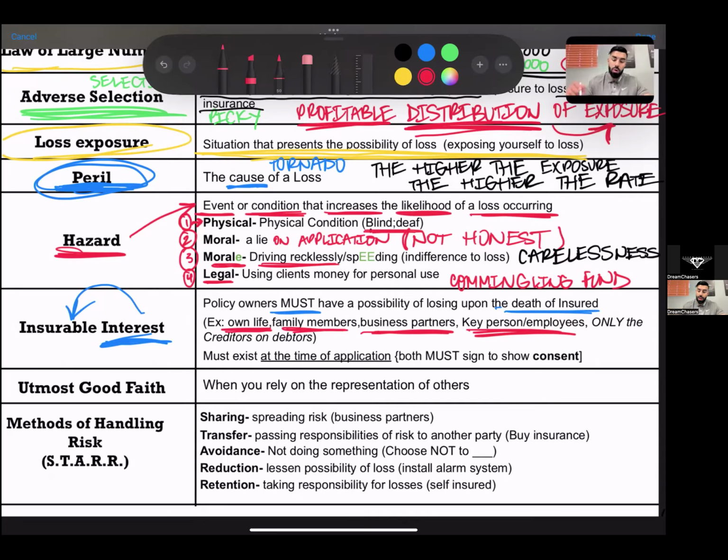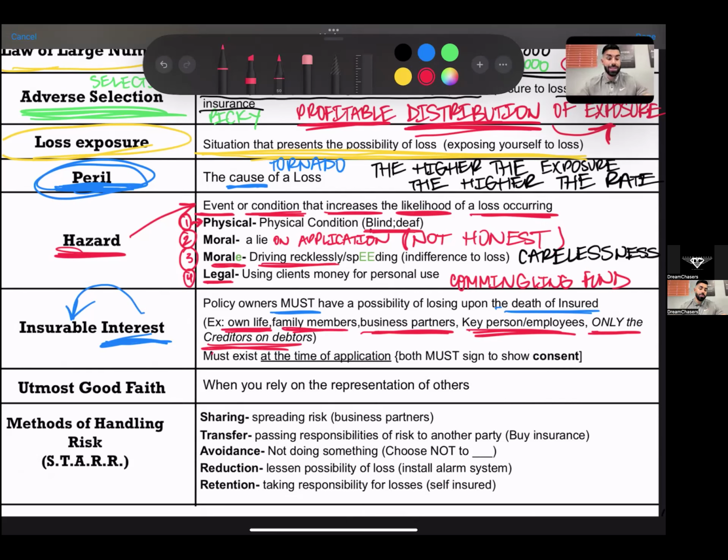Now, there will also be insurable interest of the creditor on the debtor. Meaning, if you take out a loan, Bank of America is the creditor, and they can have insurable interest on you, the debtor, so that they make sure they get their money back. But there will never be insurable interest the other way around.